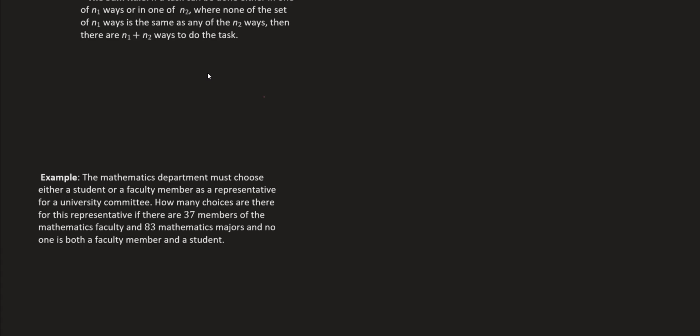If we consider n1 as a set and n2 as a set, then it's saying that there are n1 plus n2 ways to do the task. At the same time, there is the condition that none of the n1 ways is the same as any of the n2 ways. Then there are n1 plus n2 ways to do the task.